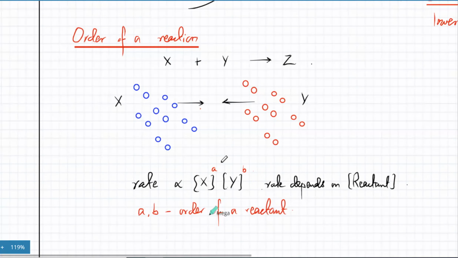The term order is simply this, and I can get rid of the proportionality sign as well. If I want to get rid of it, there's going to be a constant, which is known as the rate constant.